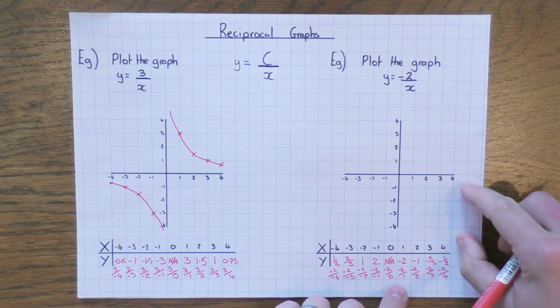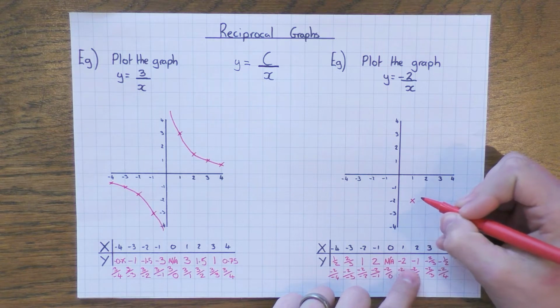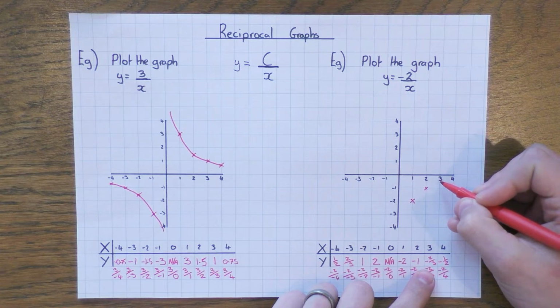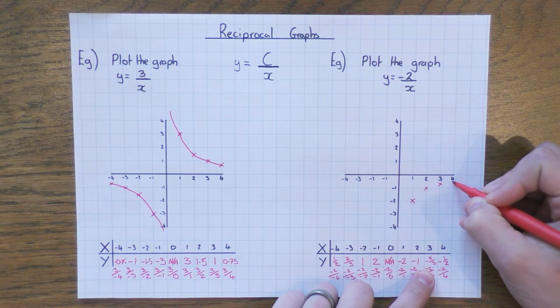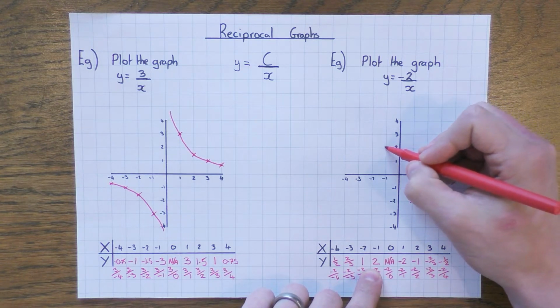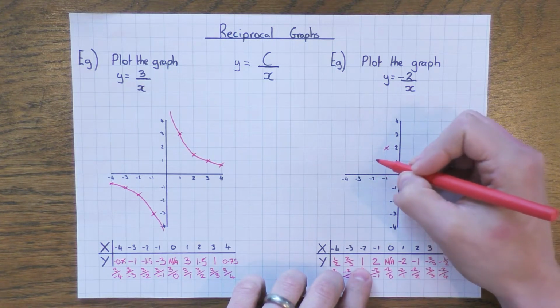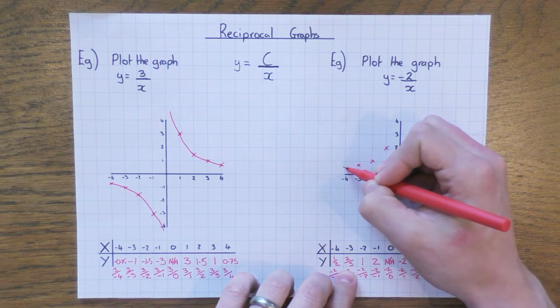So if I now plot those, 1 is minus 2, which is there, yep. 2 is minus 1. When x is 3, I've got minus 2/3, which is roughly about there, and then minus half there. And minus 1, 2 is there. Minus 2, 1 is there. 2/3, roughly there, and roughly there.